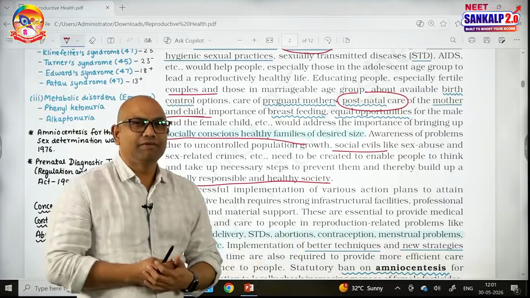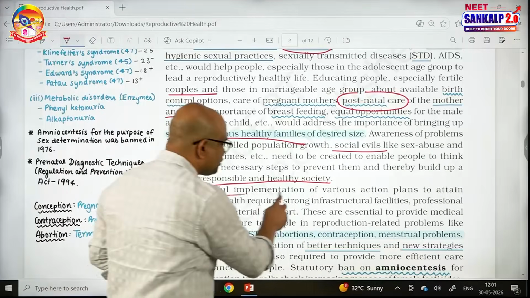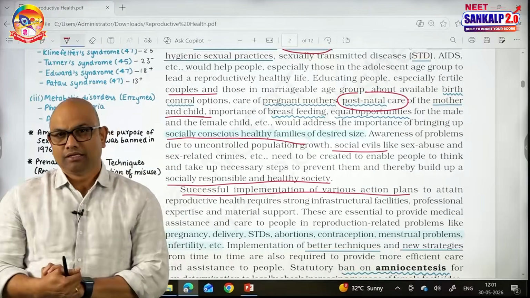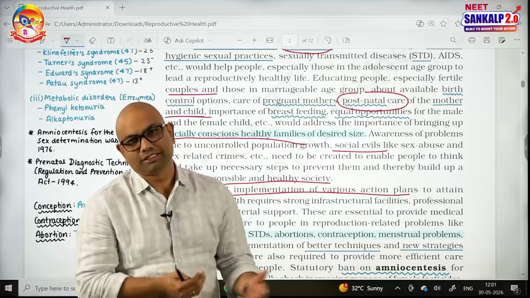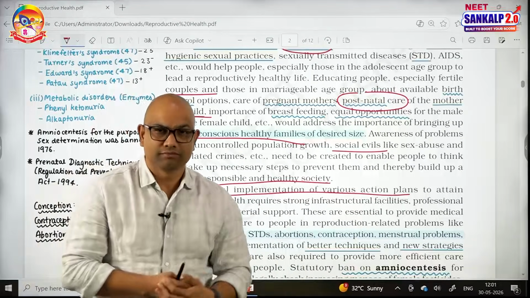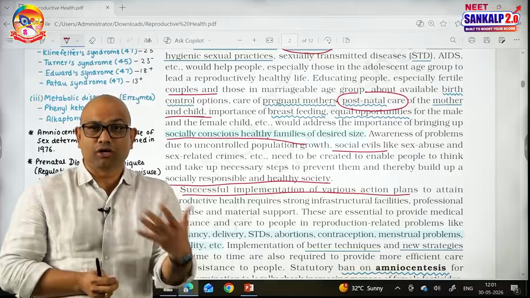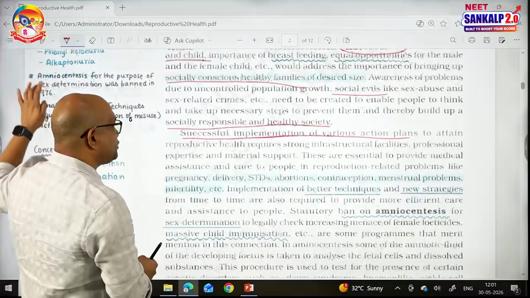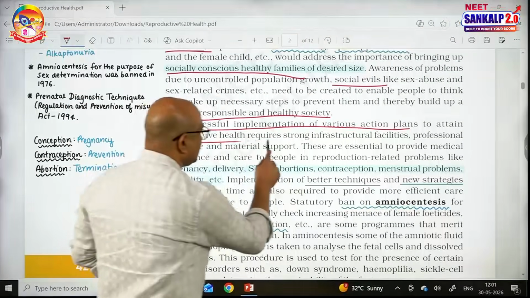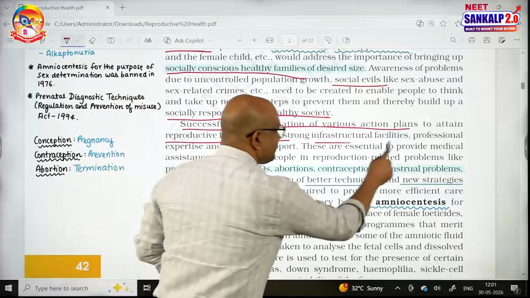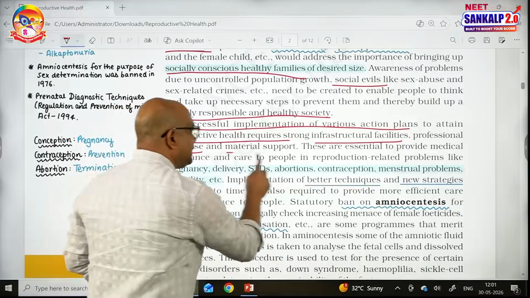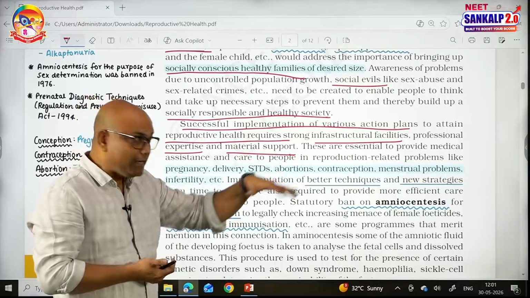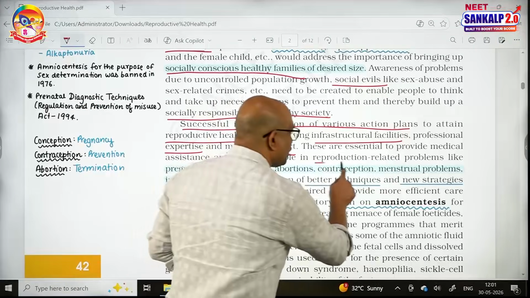See, not only creation of awareness, successful implementation of various action plans to attain reproductively healthy society is required. So that implementation requires not only the policies, infrastructural support, technical support in the form of doctors and other medical staff is required. So, for the successful implementation of various action plans to attain reproductively healthy society requires infrastructural facilities, professional expertise and material support. So, these are very much essential to provide medical assistance and care for the people who are in need of reproduction related problems.